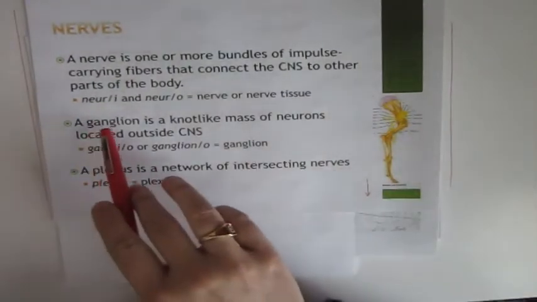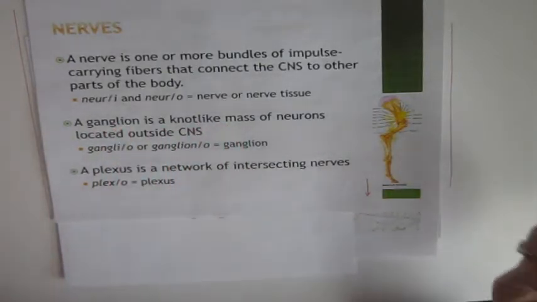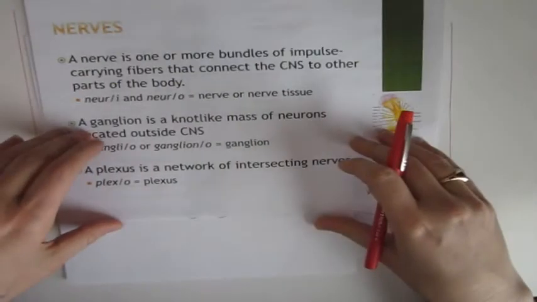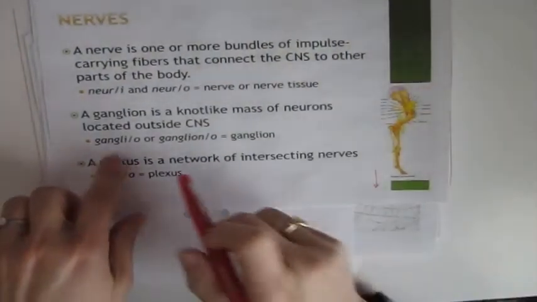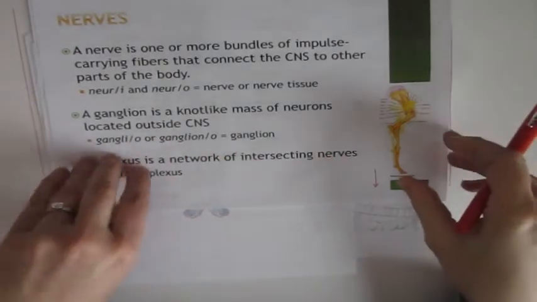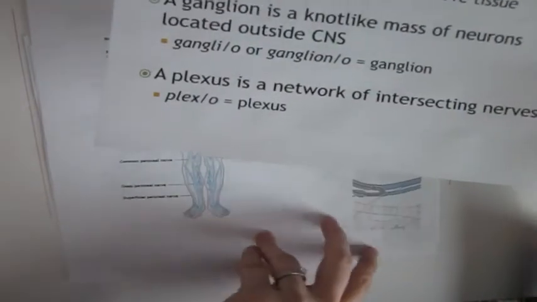A ganglion is a knot-like mass of neurons located outside the CNS. So they're not located in the brain or the spinal cord. They are outside that area. It is the ganglion. The combining forms are ganglio or ganglion. Okay. I'll show you a picture of a ganglion in a horse.